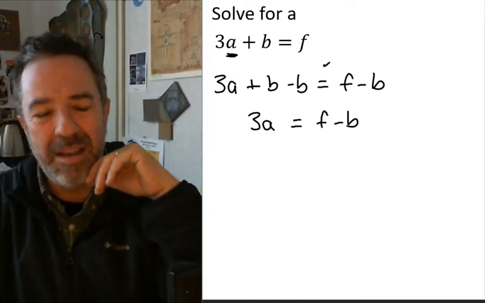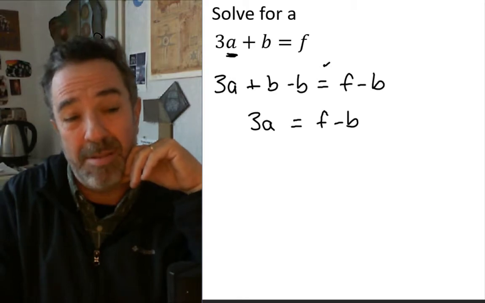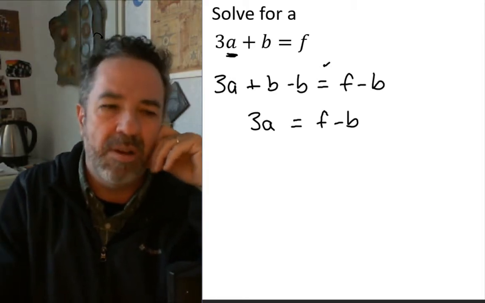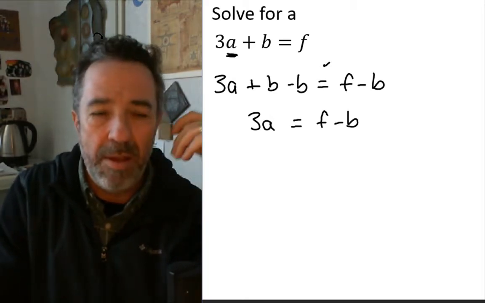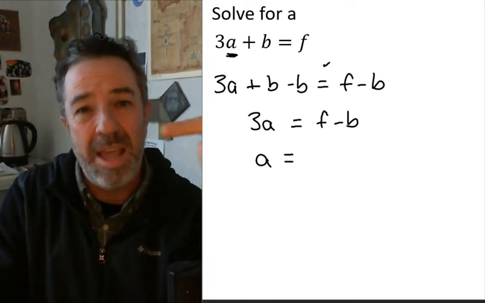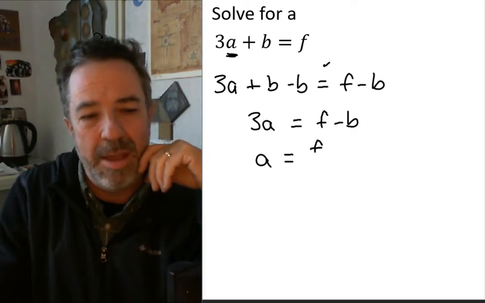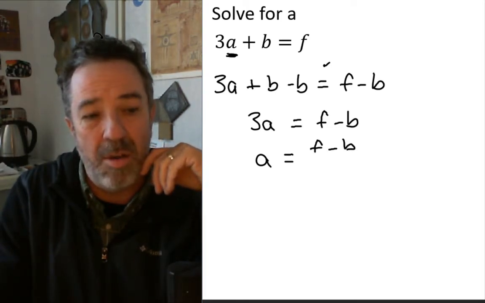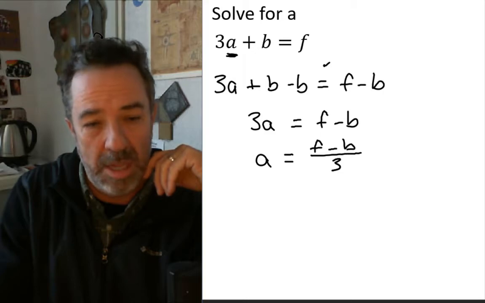And then the final thing I could do is divide both sides by 3. And I can show it two ways. I can divide the left-hand side by 3, and that would give me just a. But if I take the right-hand side and divide it by 3, I can get f minus b, the whole side over 3.